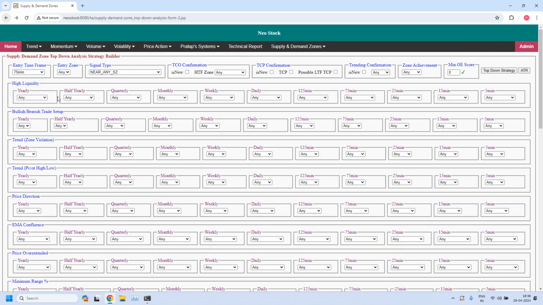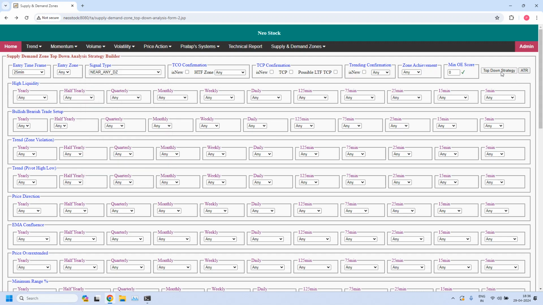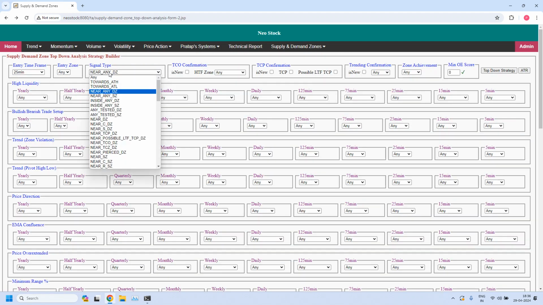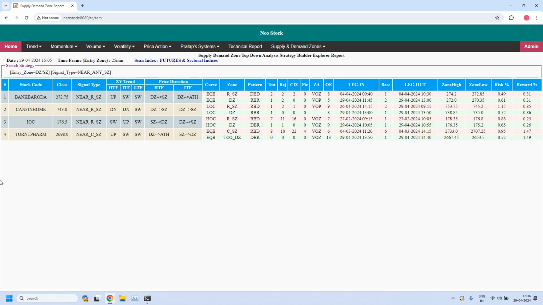Okay, let me go back, changing the time frame to 25 minutes. Let us find the stocks near 25 minutes demand zone. So these 6 stocks are filtered. Let me go back. For 25 minutes time frame, let us find the stocks near 25 minutes supply zone. So these 4 stocks are filtered.